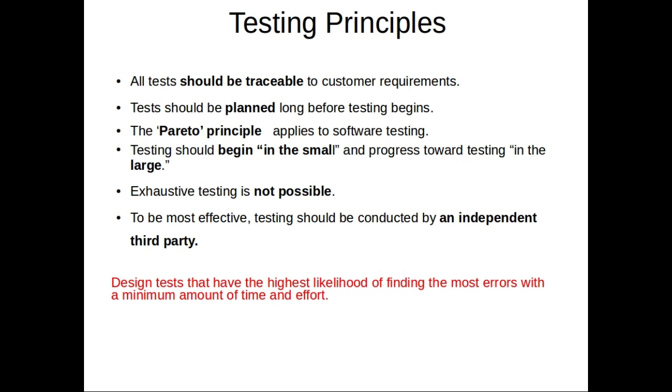5. Exhaustive testing is not possible. The number of path permutations for even a moderately sized program is exceptionally large. It is impossible to execute every combination of paths during testing. 6. To be most effective, testing should be conducted by an independent third party. By most effective, we mean testing that has the highest probability of finding errors.